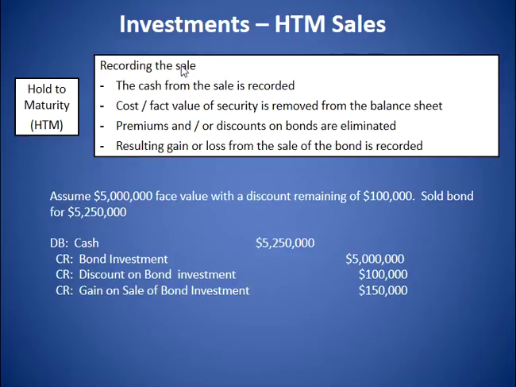When we're selling it, in terms of recording the sale, we're going to record the cash from the sale, and also remove the cost and the value of the securities from the balance sheet. The premiums and discounts on the bonds are eliminated, and there's going to be a resulting gain or loss from the sale of the bond. This is exactly what you learn in your intermediate accounting book when you're selling a bond that you've invested in. So again, assume a $5 million face value. The discount remaining on the bond is $100,000, and we sold the bond for $5,250,000. So we would debit cash for $5,250,000. We would credit our investment in the bond for $5 million, and we would have a credit eliminating our discount on the bond of $100,000, which means we would end up with a gain on the sale of bond investment of $150,000.